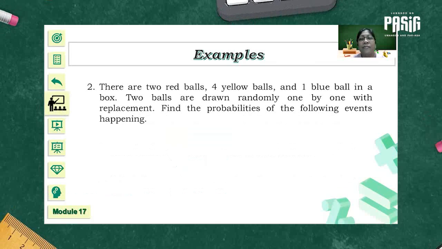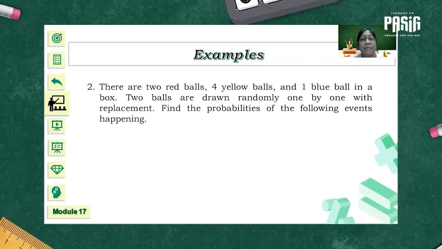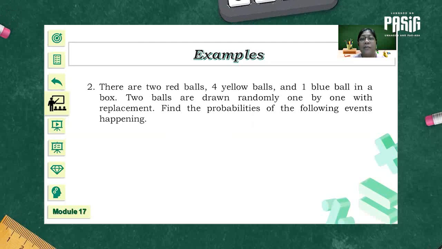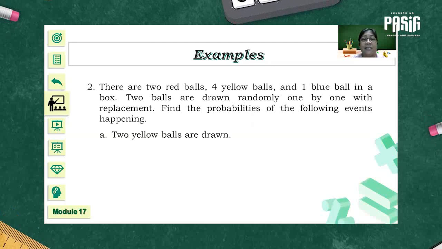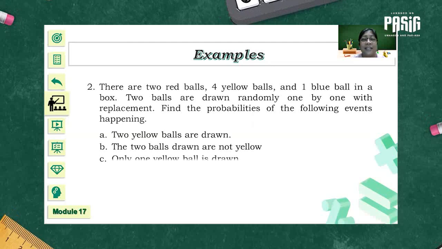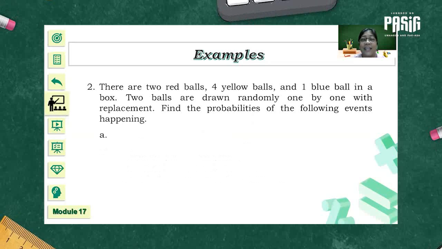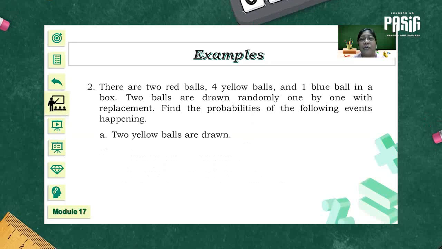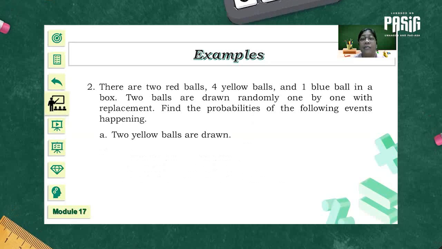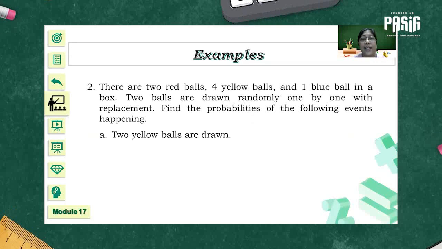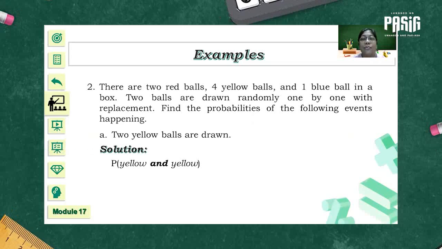There are 2 red balls, 4 yellow balls, and 1 blue ball in a box. 2 balls are drawn randomly one by one with replacement. Find the probabilities of the following events happening. For letter A, letter B, letter C, letter D, and letter E. Let's start with A. 2 yellow balls are drawn. What does it mean? So it means that at first you get yellow, and on the second you get another yellow. That is probability of yellow and then yellow.